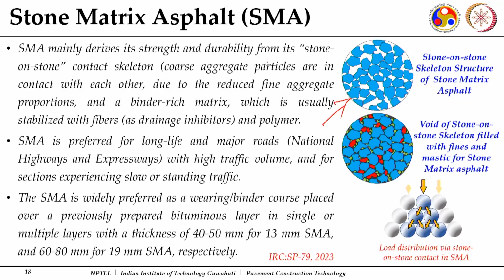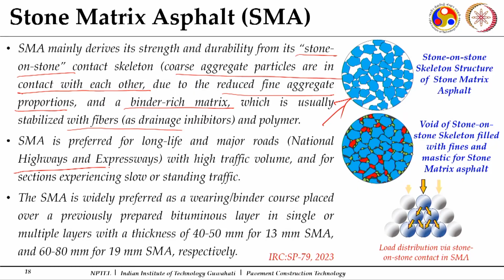So, it gives us a stone to stone contact. This is what is expected. Coarse aggregate particles are in contact with each other due to the reduced fine aggregate proportion, and a binder rich matrix. I will make the binder rich matrix with the fines and higher binder content, and many times we stabilize them using some polymers or fibers also. So, we make these mixes more durable and stronger, especially for long lasting pavements, for expressways or national highways having very high traffic, more than 100 MSA or 150 MSA. So, very popular among national highways and expressways.